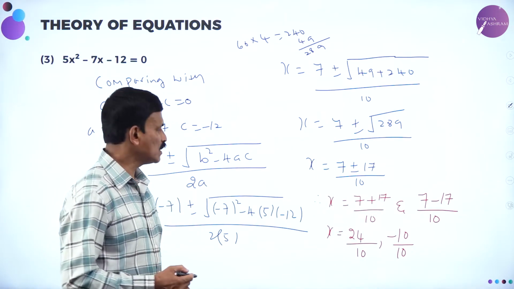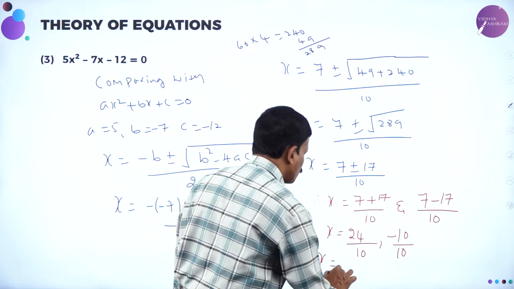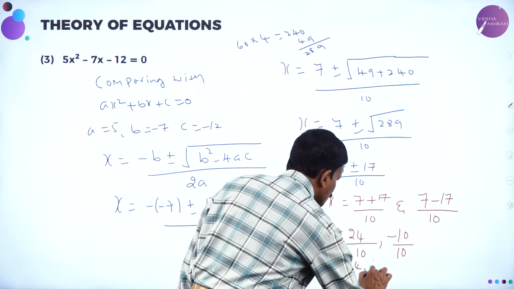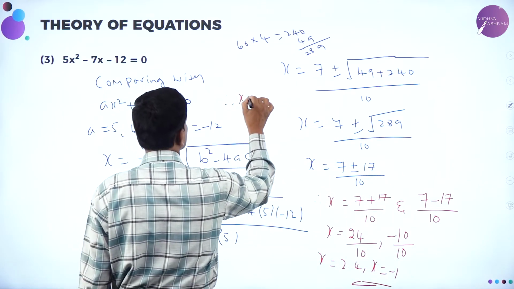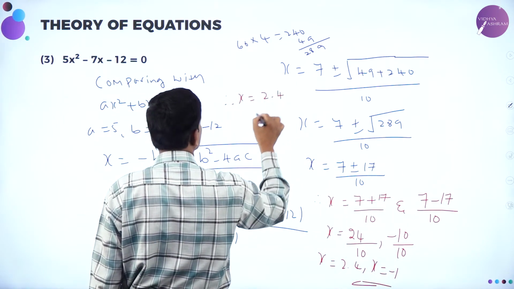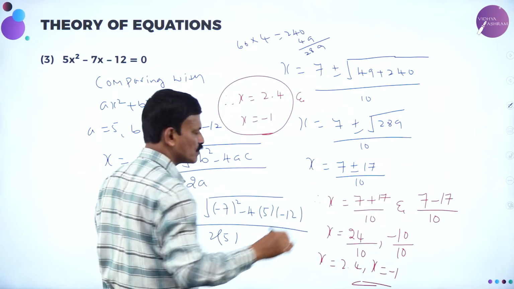Now, this can be divided, if you want you can divide this. This can be written as x is equal to 24 by 10 is nothing but 2.4 and this is x is equal to minus 1. So, therefore, the roots are x is equal to 2.4 and x is equal to minus 1. That's it. These are the roots for the given equation.